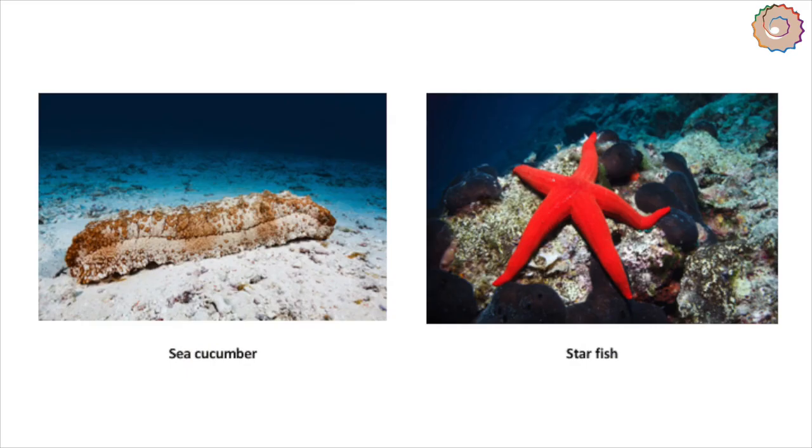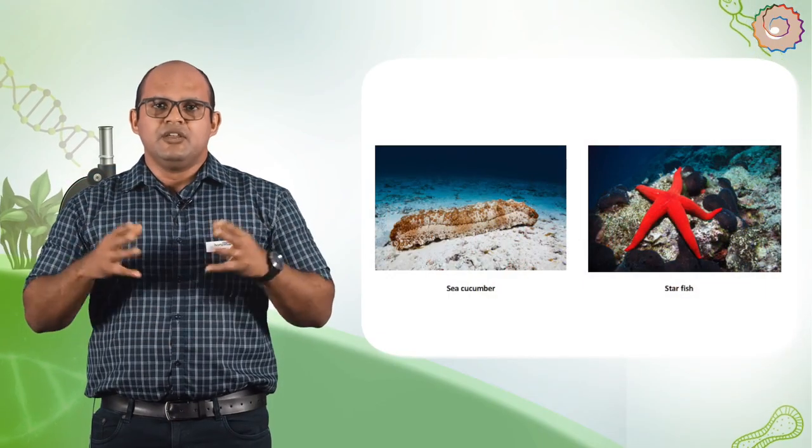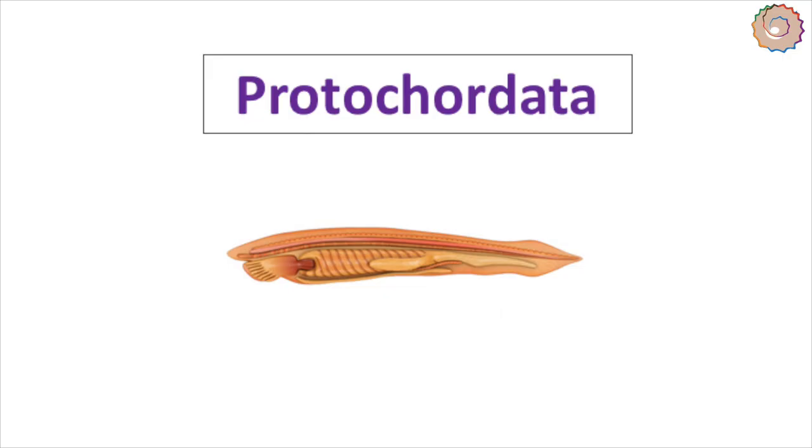Echinoderms are characterized by bilateral and radial symmetry and display a wide range of morphologies. Examples are sea stars, sea cucumbers, and starfish. The protochordata. We now come to the protochordates.